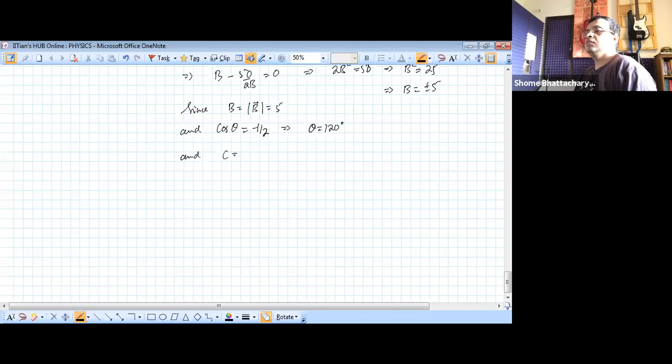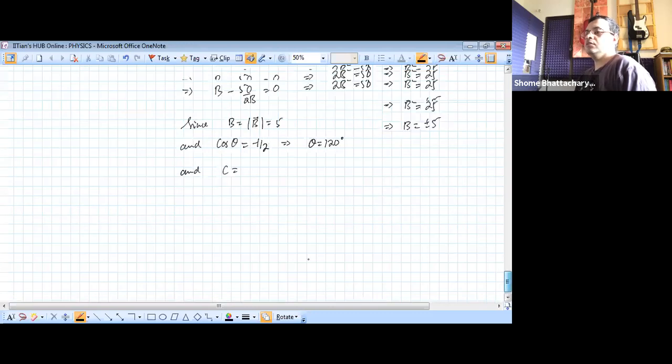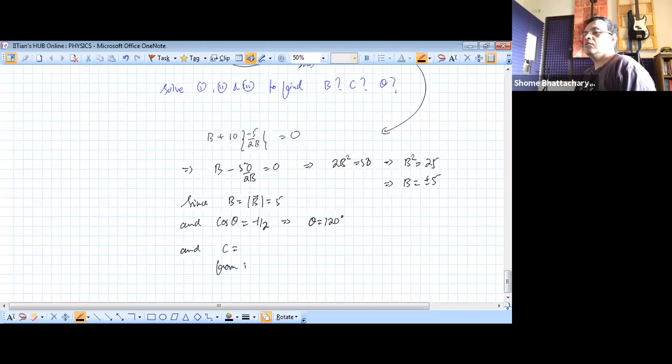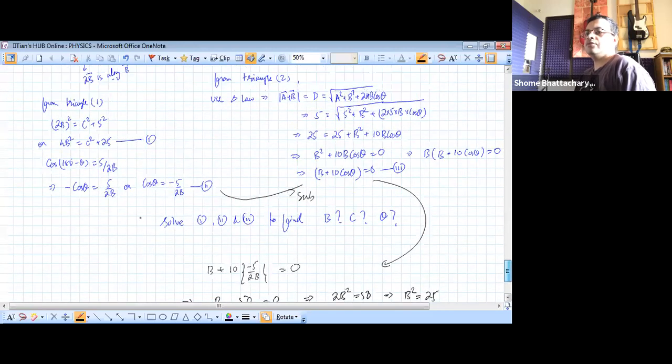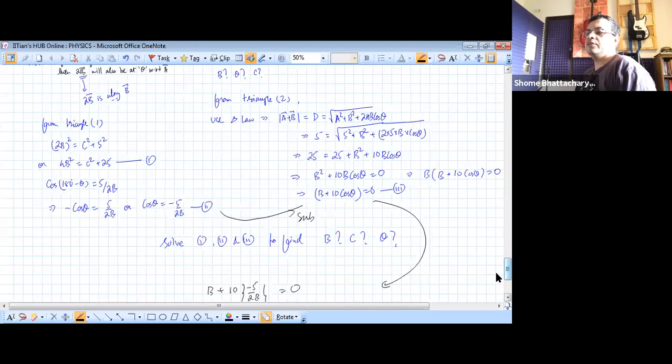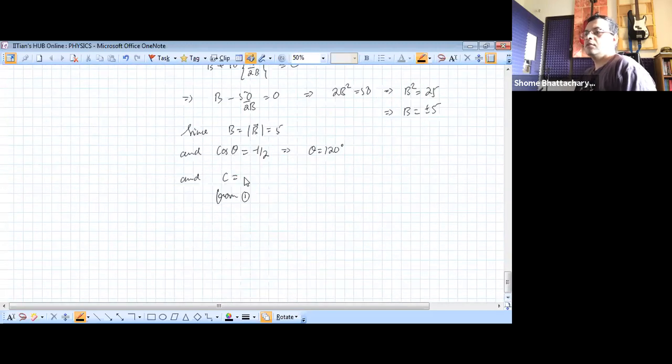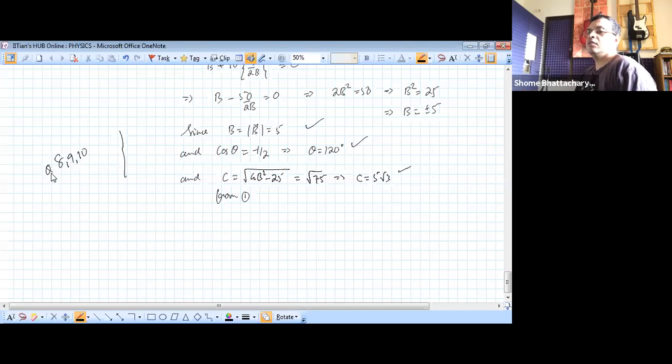And c will become, from equation 1, you can see that c is square root of 4b square minus 25, or square root of 75 हो जाएगा ये. So c will become 5 root 3. So these are your 3 answers for questions 8, 9 and 10.